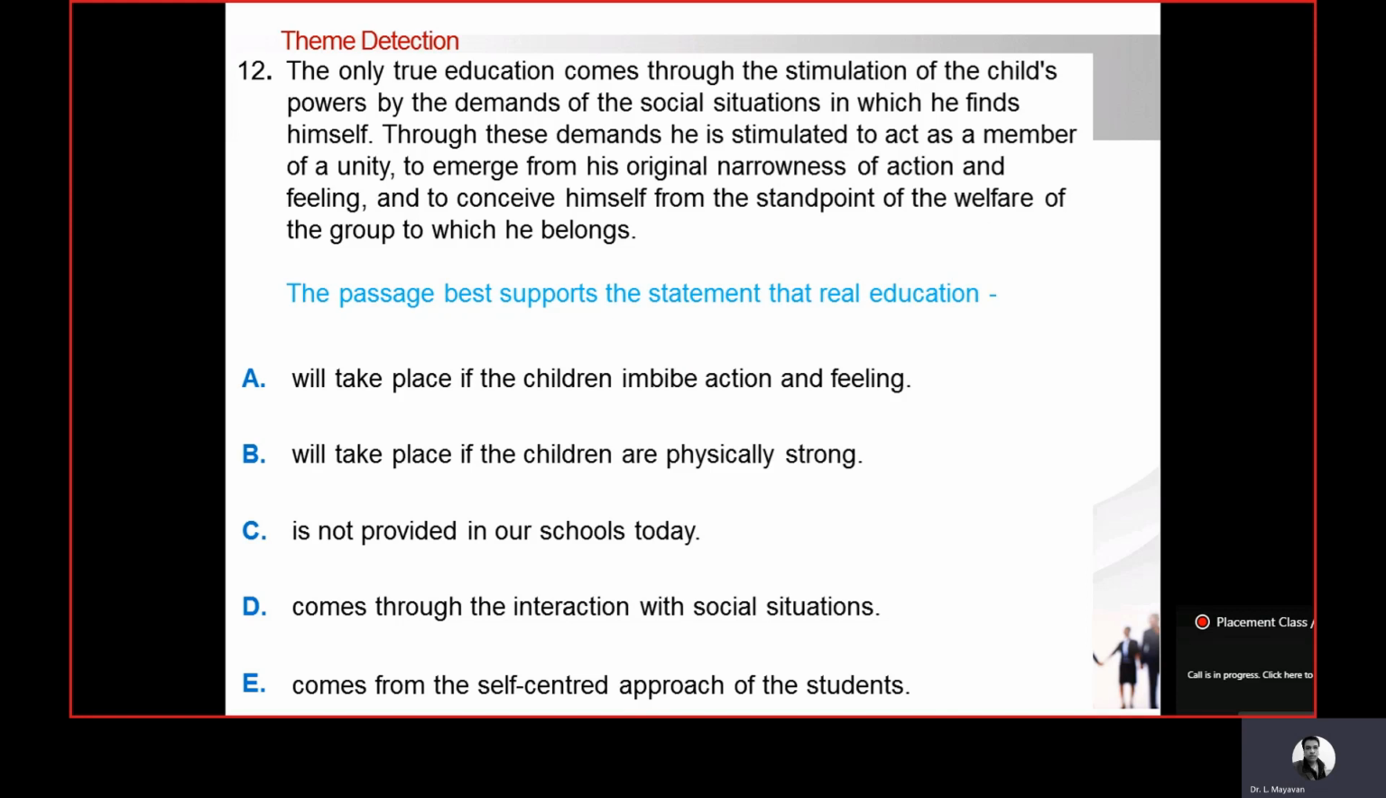Okay, so the demands. You can look at the fourth line: to emerge from his original narrowness of action and feeling and to conceive himself from the standpoint of welfare of the group which he belongs. So it is of social situations in which he finds himself. The child's power by the demands of the social situations. So it comes through the interaction. So real education comes through the interactions with the social situation is the right option here for question 12.